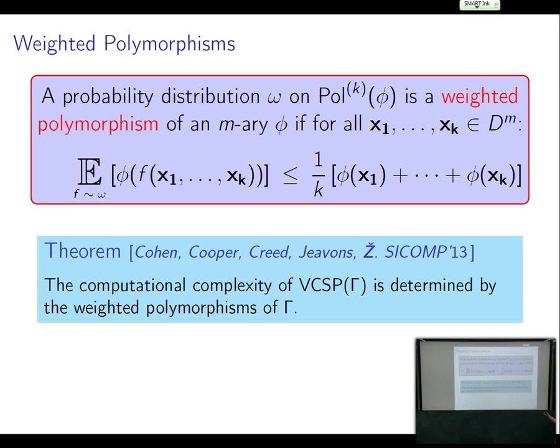And it's known that these objects, weighted polymorphisms, actually capture the computational complexity, at least when it comes to exact solvability of valued CSPs. In fact, they are interesting objects. So they generalize clones. So there are now people who study these things, one of my students and other people, just for the sake of interesting objects with no relation to computer science applications. But they have some applications in computer science.